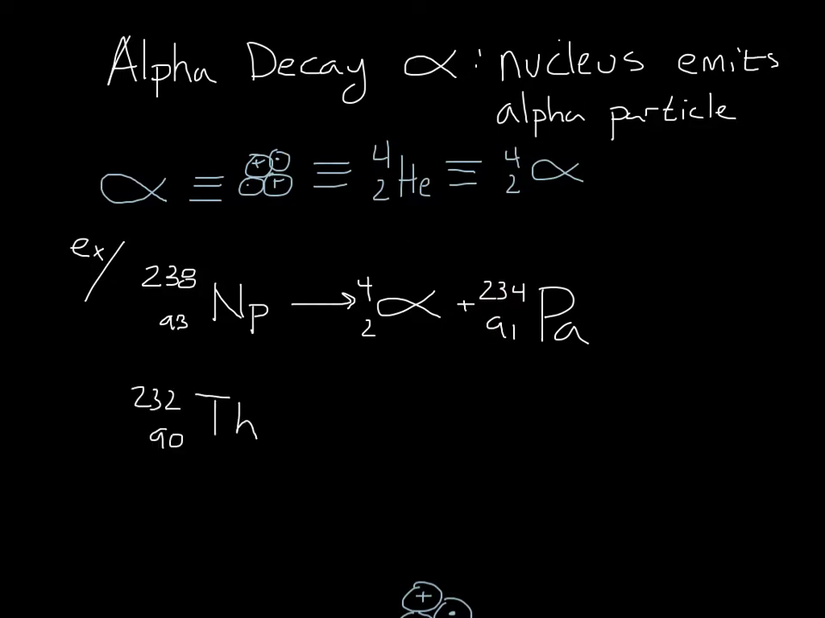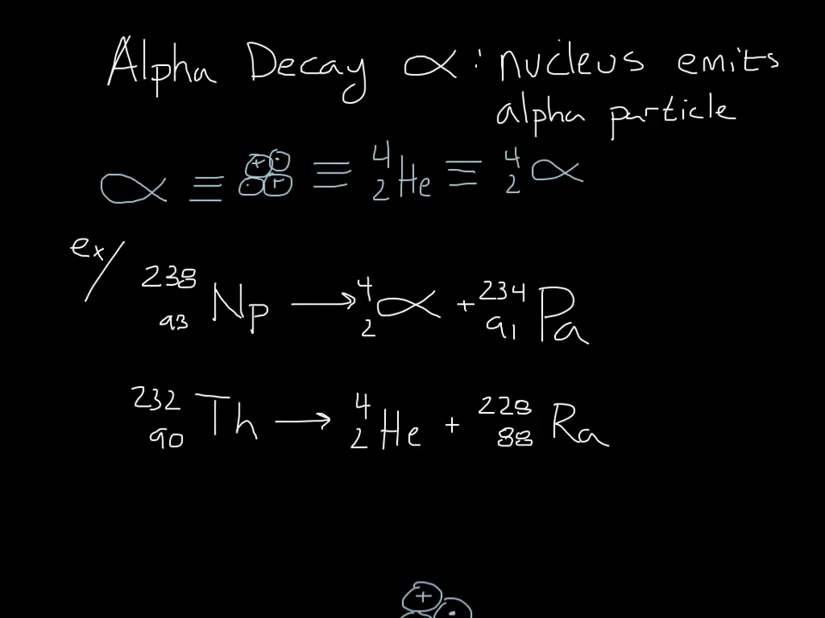Let's try another example. For this one, we're going to do thorium-232, which has 90 protons, 232 nucleons. Go ahead and pause the video and see if you can write this one out yourself. Show it giving off an alpha particle, and what new element will it turn into? Alright, so if it gives off an alpha particle, and I just wrote it differently, but remember, all of those mean the same thing. It's going to lose 4 nucleons, which means 228 nucleons, and it's going to lose 2 protons, which means 88 protons, and the element would then be radium.